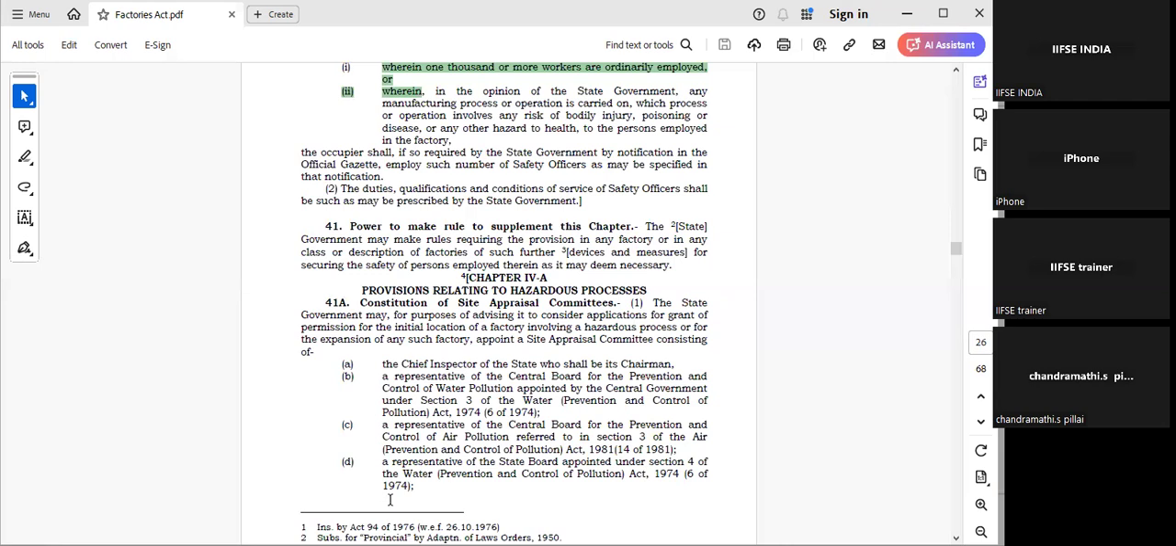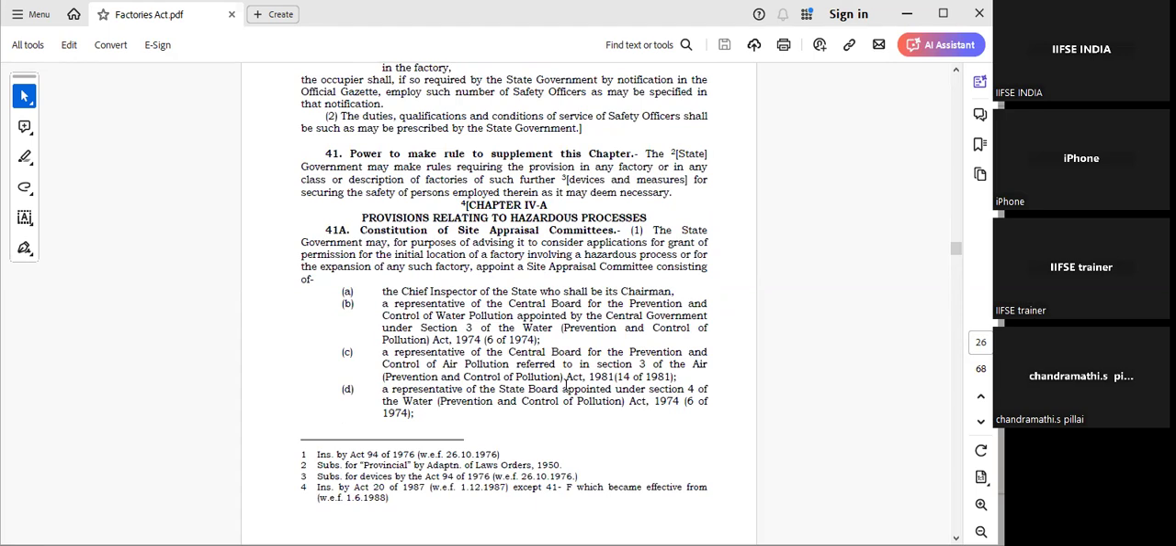Then we have seen chapter 4A here, which is dedicated to hazardous processes. That is, whatever activity you are performing, whatever manufacturing process you are doing, if your process comes under hazardous process, then all these sections are applicable to you.